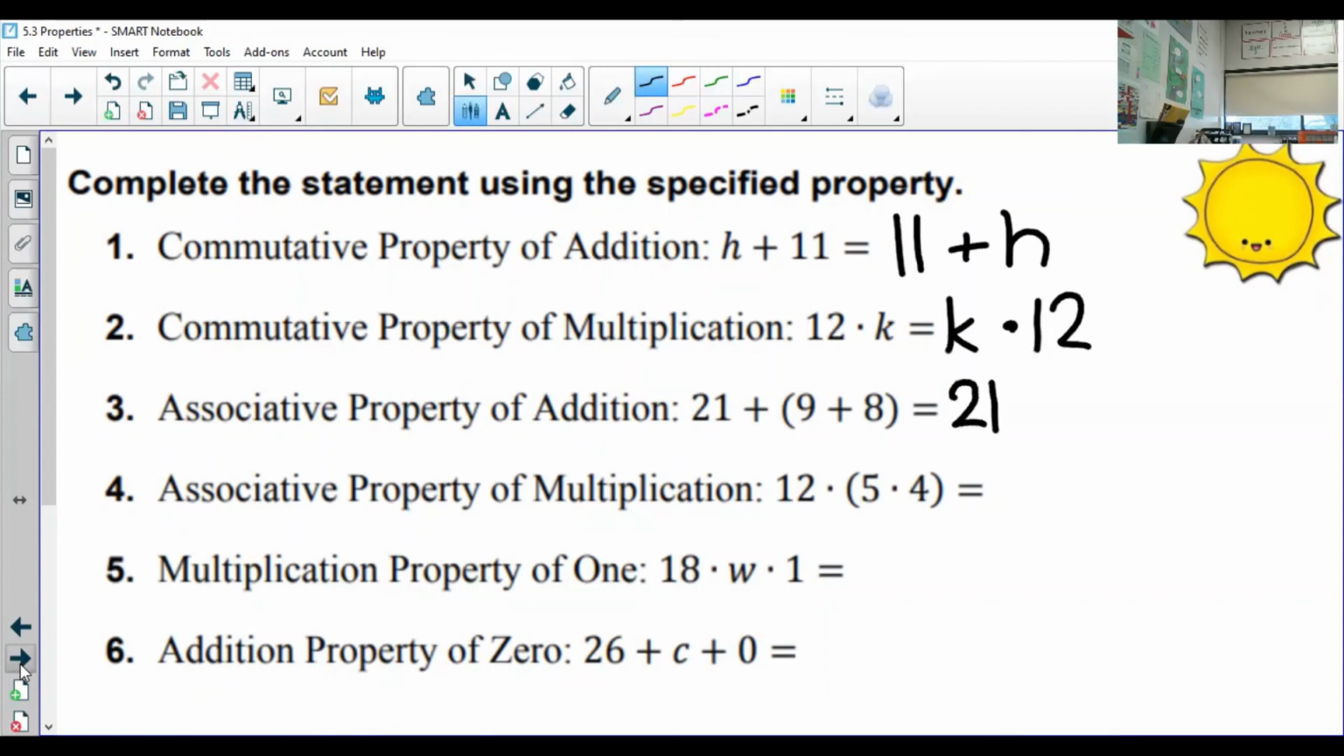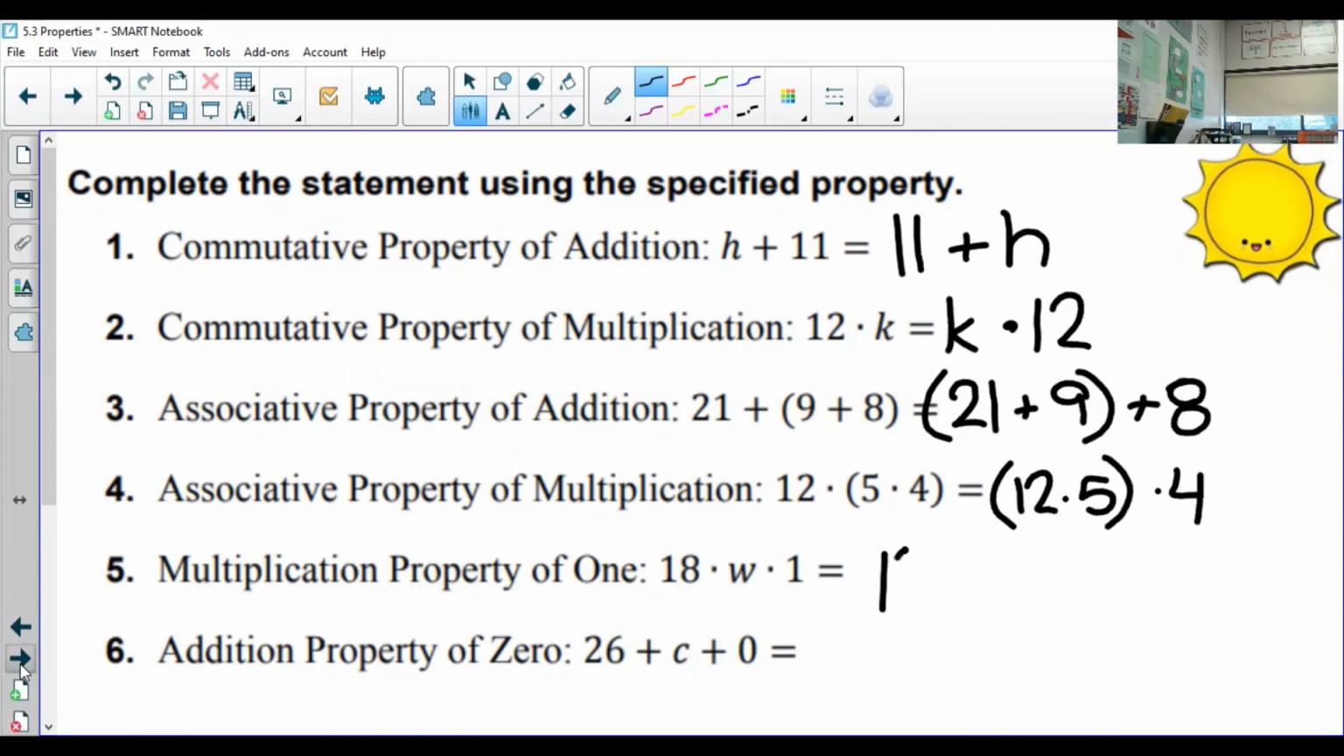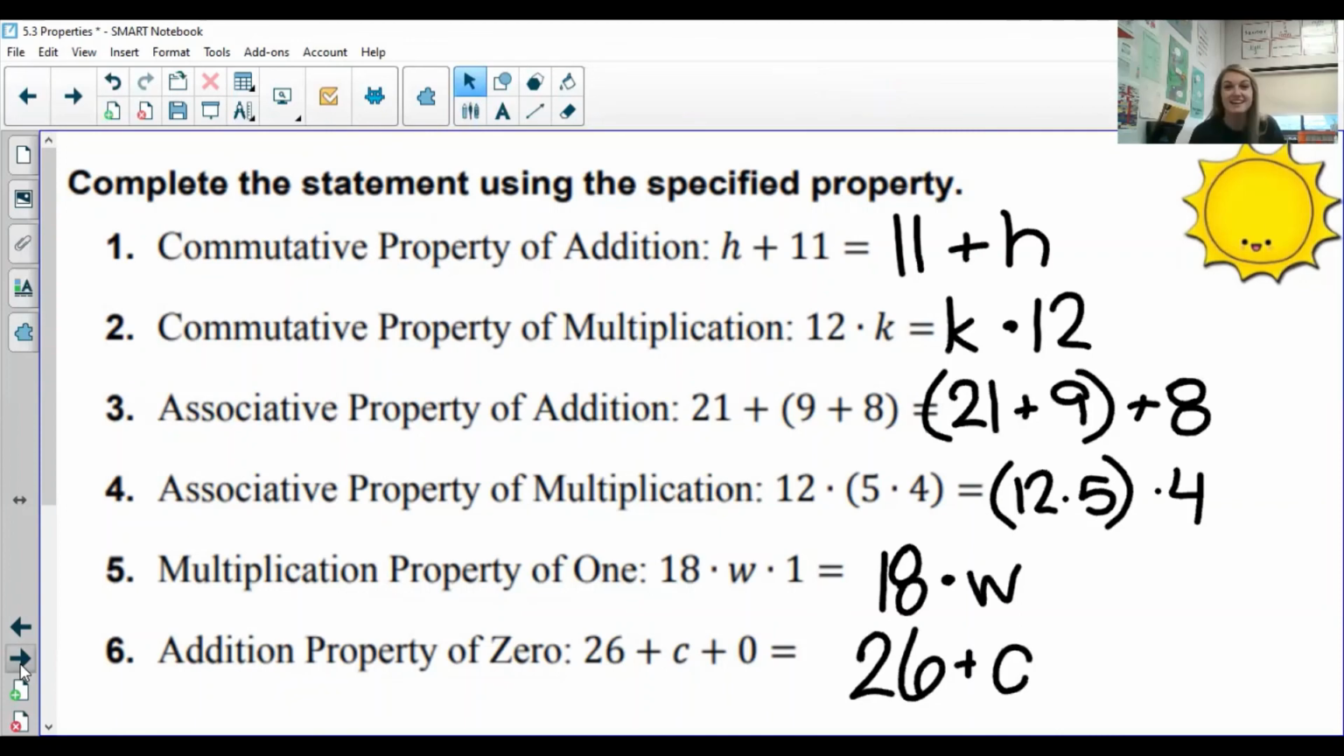So in this next example, we can move the parentheses over, and we're still going to get the same answer. And the same thing is true with multiplication. We can do 12 times 5, and then times 4 and get the same thing. Okay, next we have the multiplication property of 1. Anything times 1 is itself. So 18 times 1 is just 18 times w. And the addition property of 0 says if we add by 0, we're going to get the same thing. So it's just going to be 26 plus c.